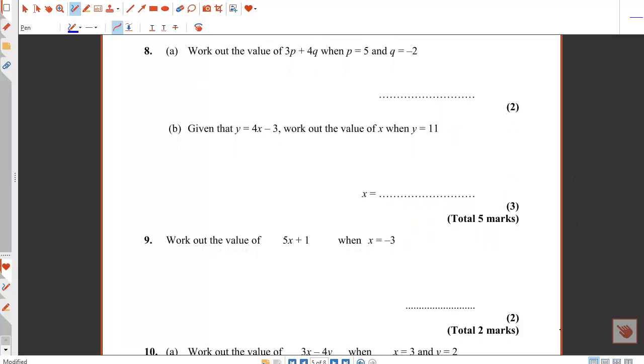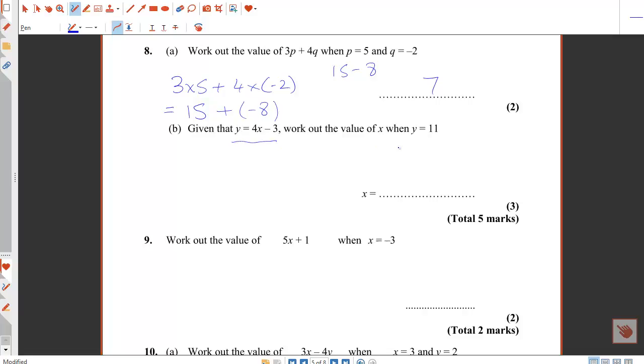So moving to the next page, 3p plus 4q when p is 5 and q is -2. So that's going to be 3 multiplied by 5, add 4 multiplied by -2. Always put negatives in brackets. When you substitute it into the calculator, it really matters. So that's going to be 15. Add 4 times -2 is -8, which is 15 take away 8, and that gives us 7.